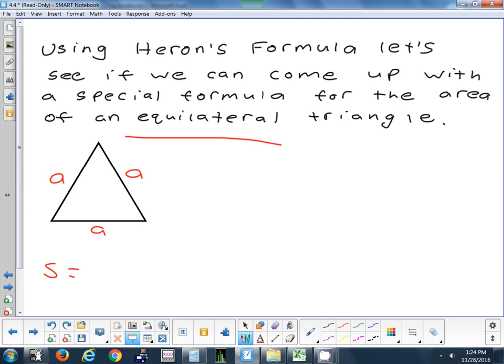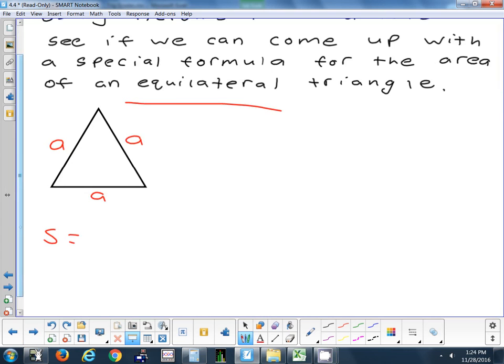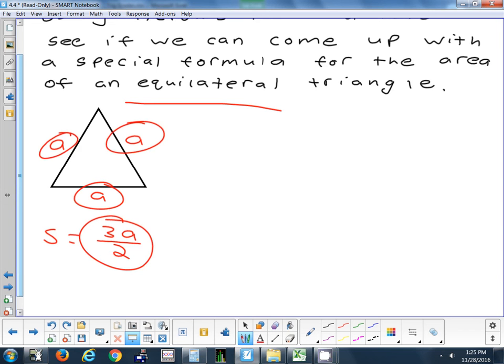That's what all the angles add up to, but I'm asking, how long are all the sides if you add them up? A plus A plus A, which is 3A. Okay, that's your perimeter. And now what do I do to that number to turn it into the semi-perimeter? Take half of it. There's my semi-perimeter. And here are my three sides.